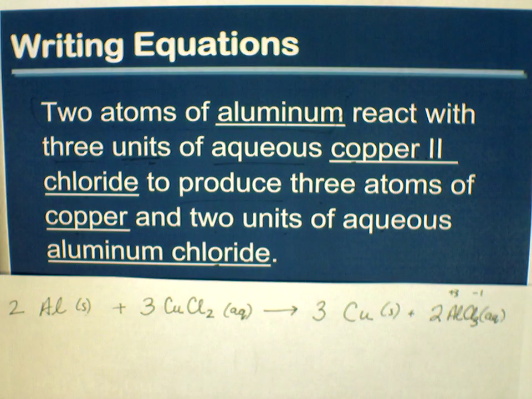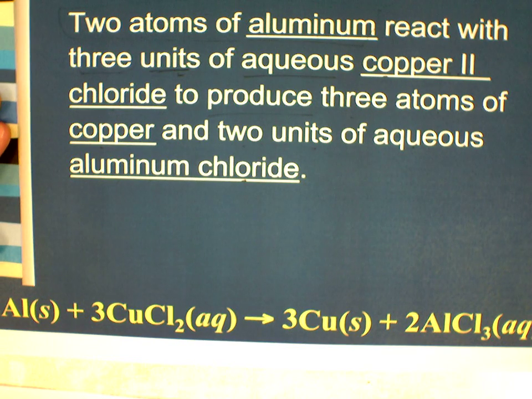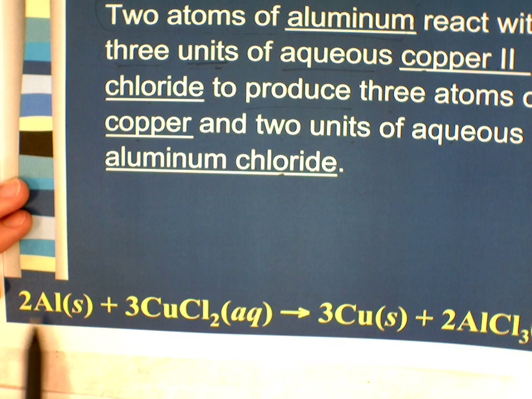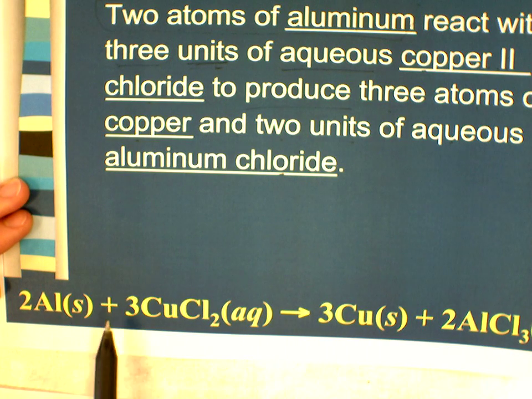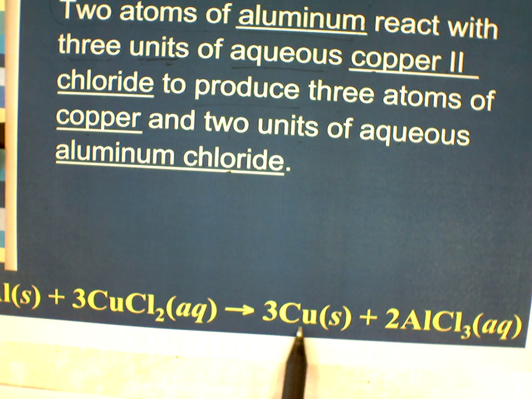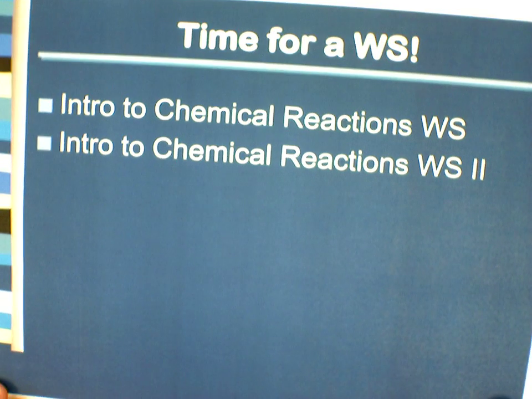So let me show it to you nicely and neatly. Does it all fit? Barely. So I'll go through it. 2 aluminum solid plus 3 CuCl2 aqueous yields 3 Cu solid plus 2 AlCl3 aqueous. Guess what, guys? That's it.